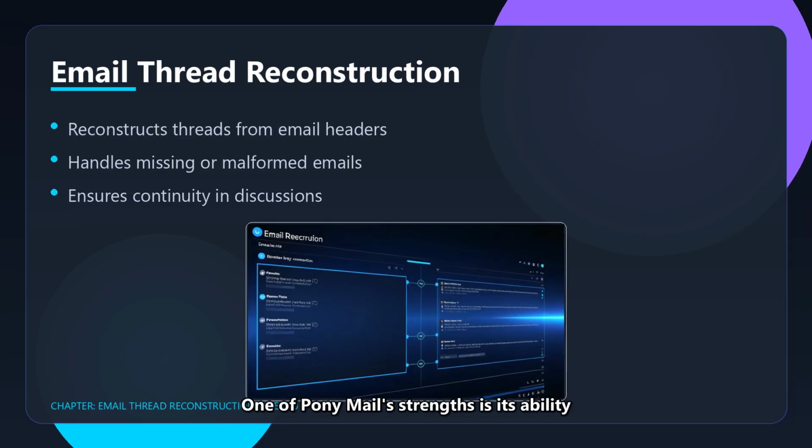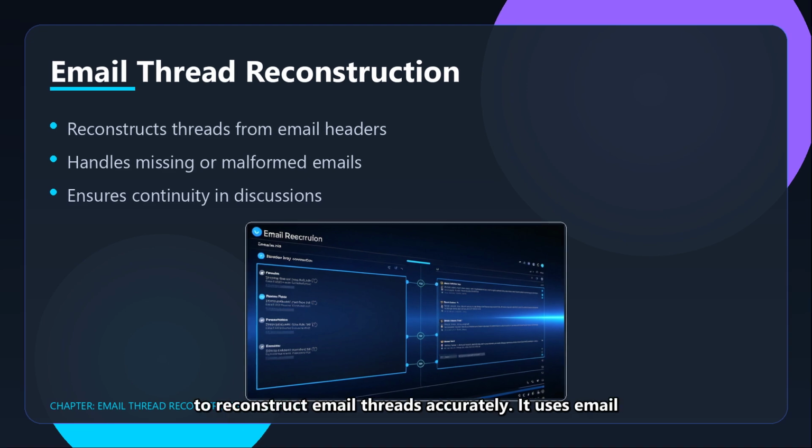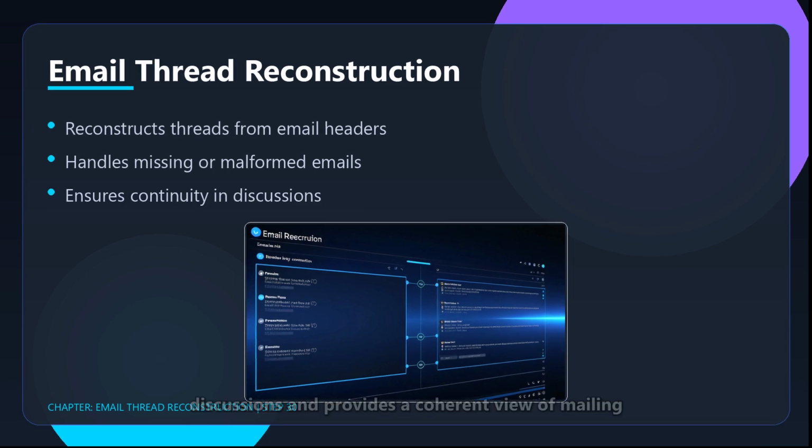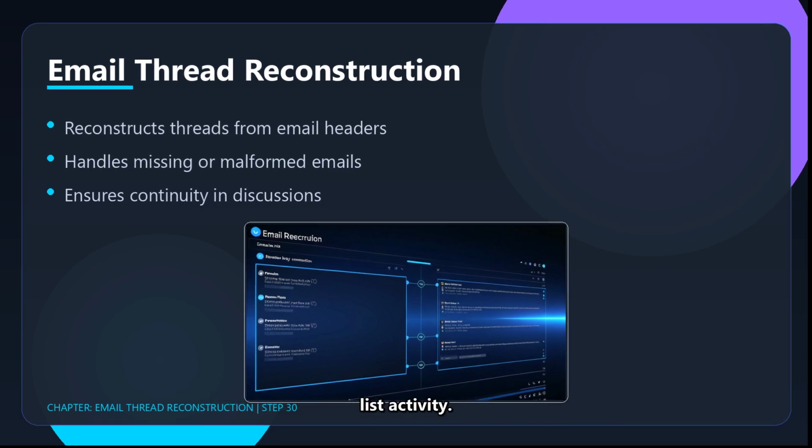One of Pony Mail's strengths is its ability to reconstruct email threads accurately. It uses email headers to piece together conversations, even when emails are missing or malformed. This ensures continuity in discussions and provides a coherent view of mailing list activity.